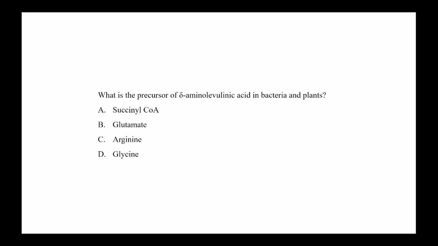Option A, succinyl coenzyme A. Option B, glutamate. Option C, arginine. Option D, glycine. What is the precursor of delta amino levulinic acid in bacteria and plants? Succinyl coenzyme A, glutamate, arginine, and glycine.